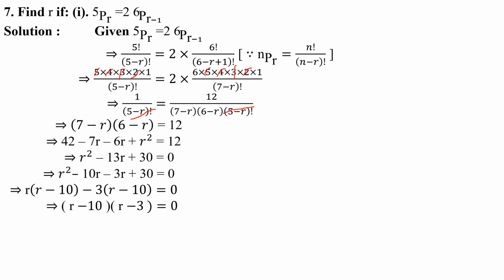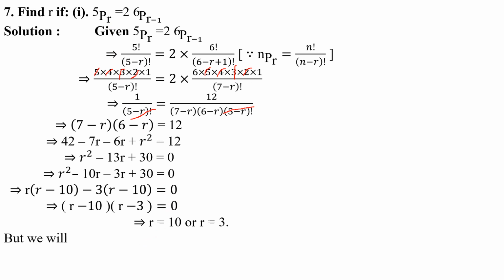Right. This implies r is equal to 10 or r is equal to 3. Here we got two values for r, but here a small trick is there. Here 5Pr is there, so this r value should not exceed this number, but we got here r is equal to 10, so this 10 is exceeding this number, so we should not consider r is equal to 10. We have to take r is equal to 3 only. In the notation nPr, this r value should not exceed the value of n. Remember this point also, my dear children.